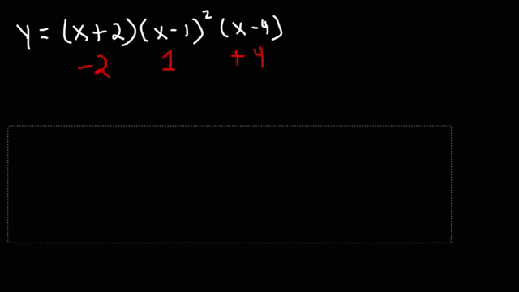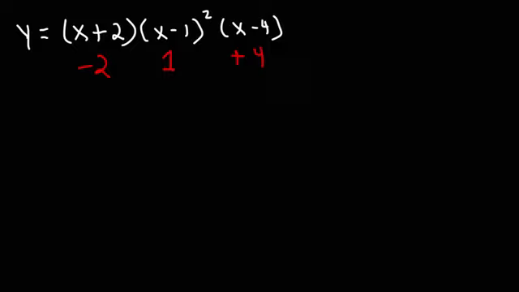Now the next thing we need is the multiplicity of each 0. The multiplicity is going to be equal to the exponent of each factor. So for this 0, the multiplicity is going to be what we see here, positive 1. For the factor x minus 1, or for the 0 x equals 1, the multiplicity is going to be 2. And for the last one, it's 1. And so now we have everything that we need in order to graph this polynomial function.